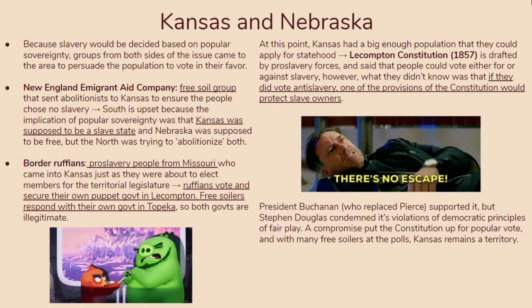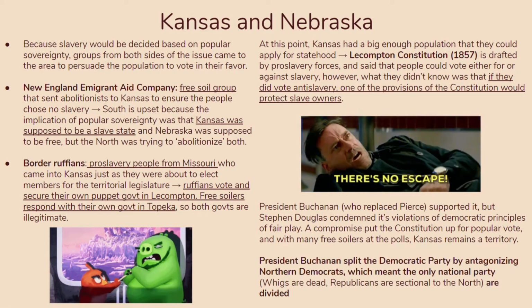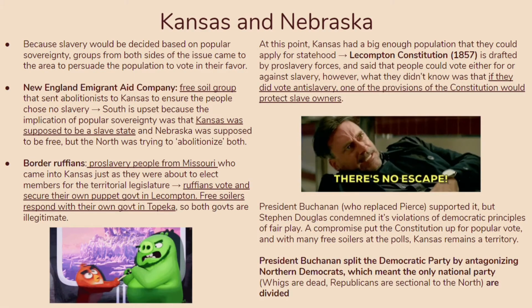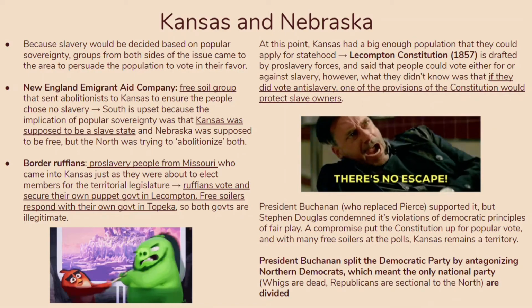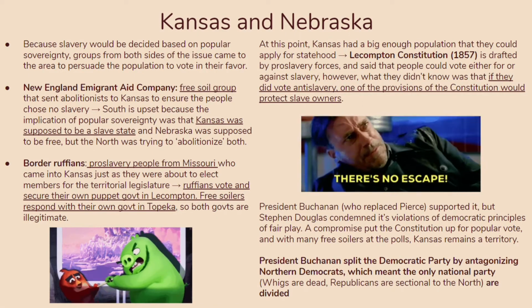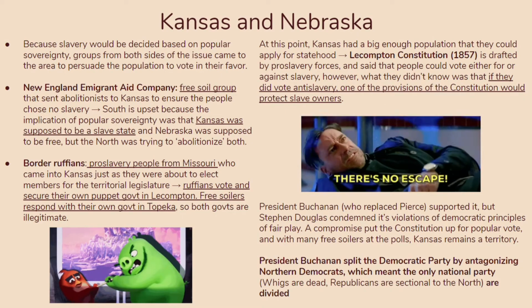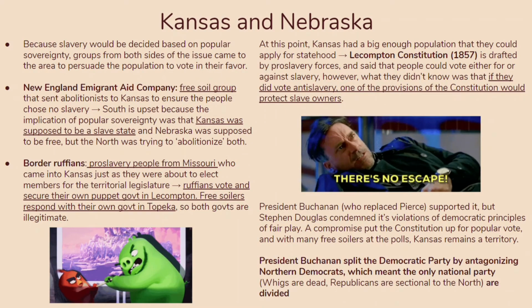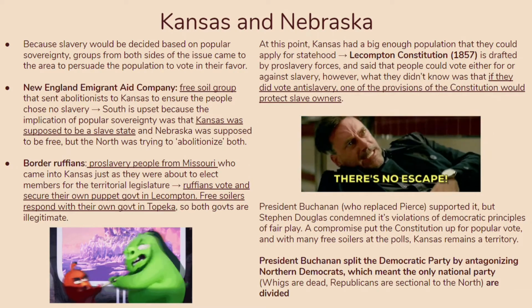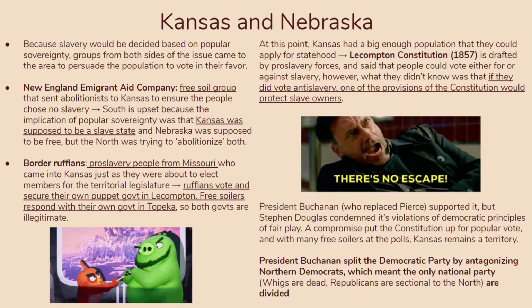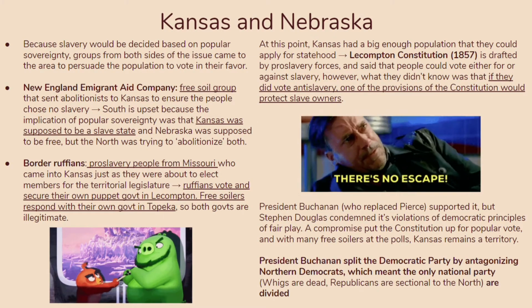However, your key takeaway from this entire situation is that President Buchanan split the Democratic Party by antagonizing Northern Democrats, which meant the only national party in the entire US is divided because, remember, the Whigs are dead and the Republicans are largely sectional to the north. So the only national party is officially split. This is very important in the future.